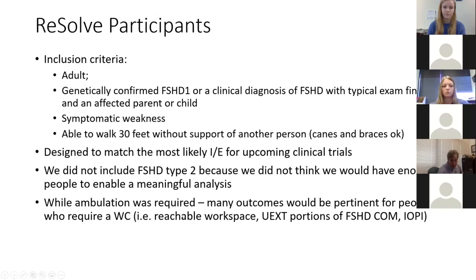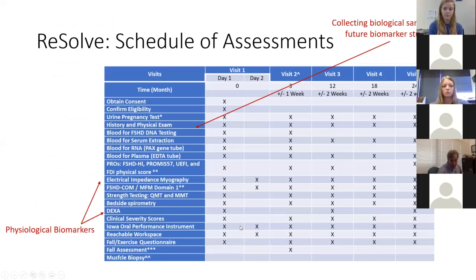Just a brief update on Resolve for those of you who are in it, or those of you who are wondering. The Resolve participants were limited to people with FSHD type 1. They had to be able to still walk independently for 30 feet, but they could use canes or braces to do this. This was designed to match what we thought was the most likely criteria for the upcoming clinical trials. But as I mentioned, there were other people who weren't included, but we're trying to get the data on these people now in a different study.